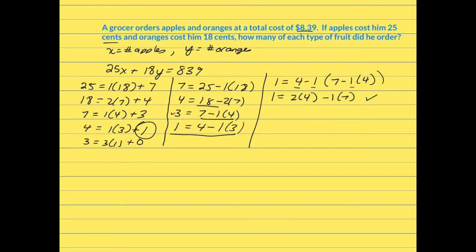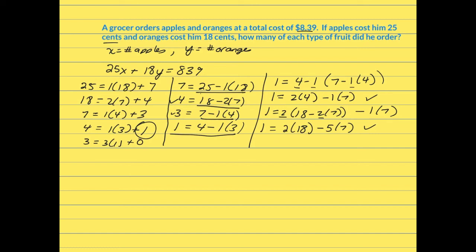We've used the 3, now we're going to replace 4. 1 equals 2 times, new name for 4 is 18 minus 2 times 7, minus 1 times 7. Next, combine like terms. We've got 2 times 18, and then 2 times 2 gives us 4. So we've got negative 4 times 7 minus 1 more. So negative 5 times 7. And again, 2 times 18 minus 5 times 7 is 36 minus 35. That comes out to be 1. So we're good there.